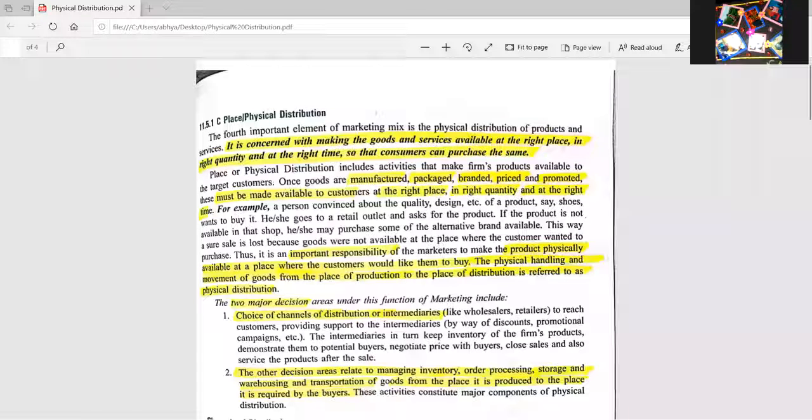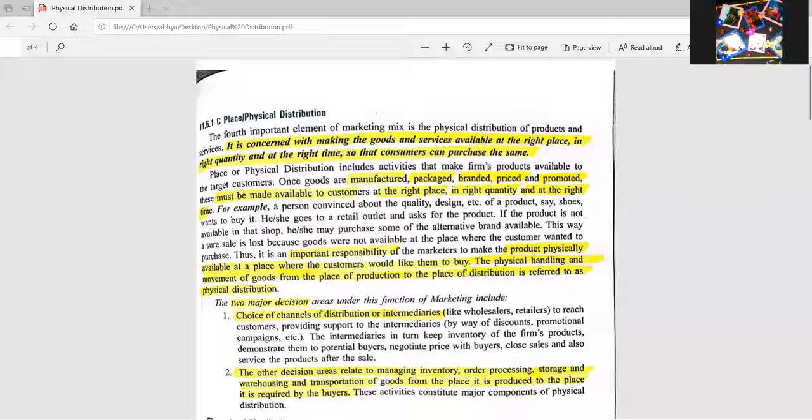So like price mix is important, product mix is important, similarly place mix is equally important, because this is the element of marketing mix with which you will be able to sell your product. So it is an important responsibility of the sellers to make the product physically available at the place where the customers would like to buy them. So the physical handling and movement of the goods from the place of production to the place of distribution is referred to as physical distribution.